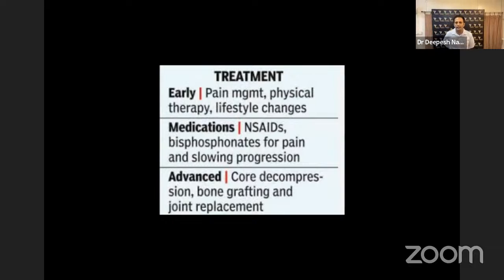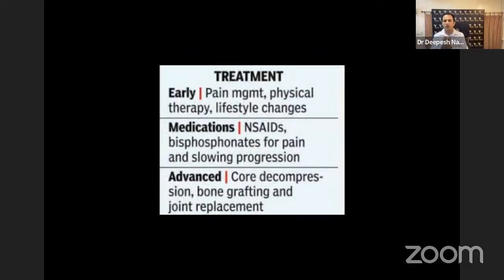Medications are NSAIDs and bisphosphonates for pain and slowing progression. Bisphosphonates are related to slowing the progression of necrosis of the hip joint. In advanced stages, we can go for core decompression, bone grafting, and joint replacement. In joint replacement, we put an implant in the joint to give support and to get movement of the hip joint.